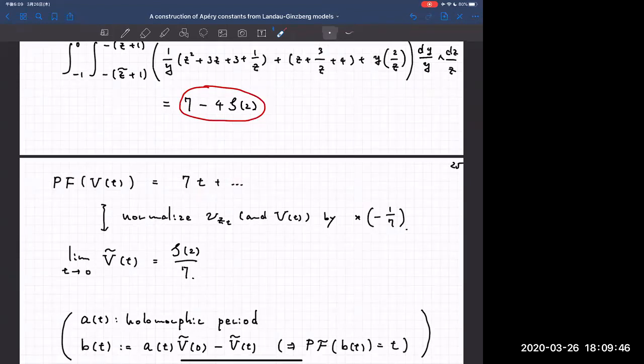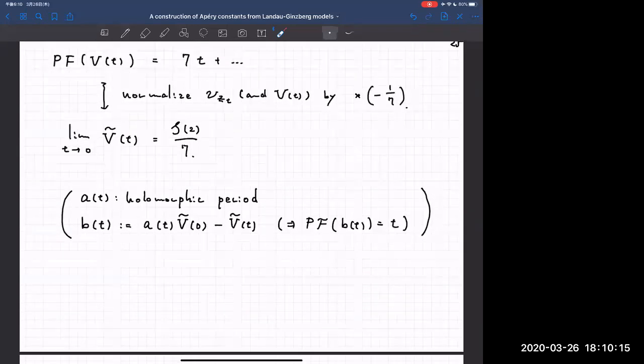And please recall that the way to normalize the higher normal function to get the Golyshev result is to divide the normal function such that this term goes to negative 1. So we should multiply by negative 1 over 7 here. So finally, we obtain the limit of the good higher normal function V_t, and it gives Golyshev's constant zeta 2 over 7.